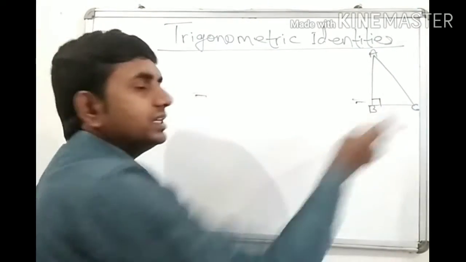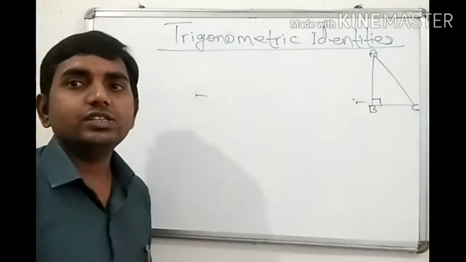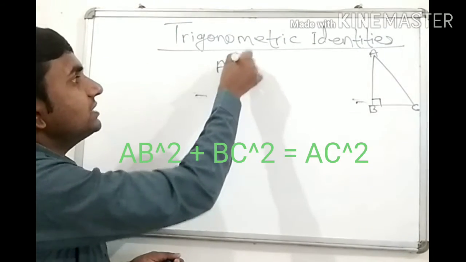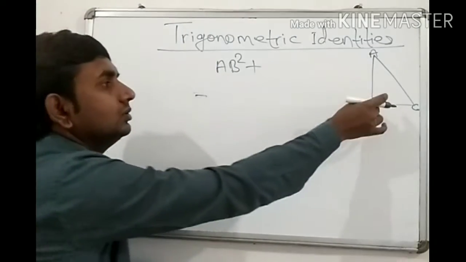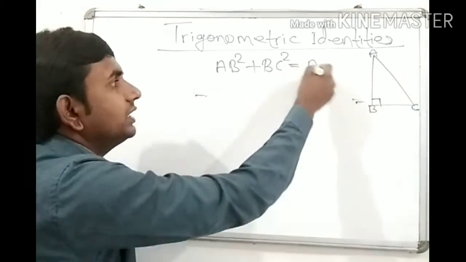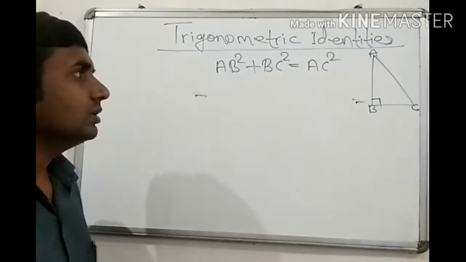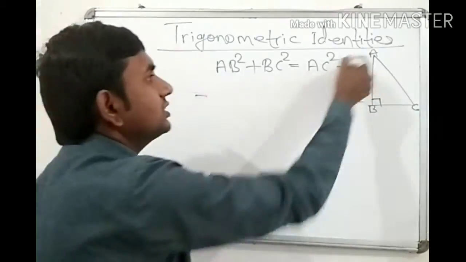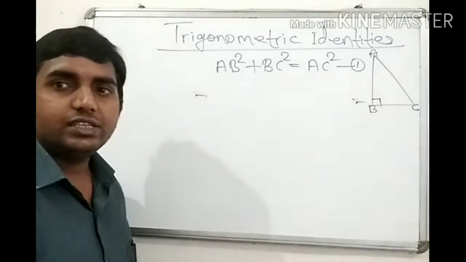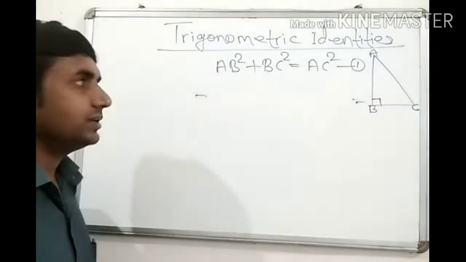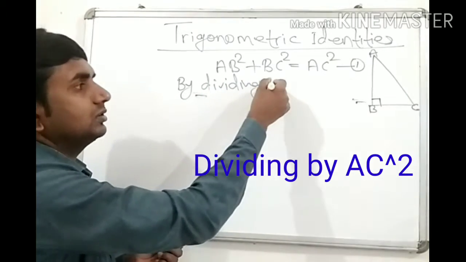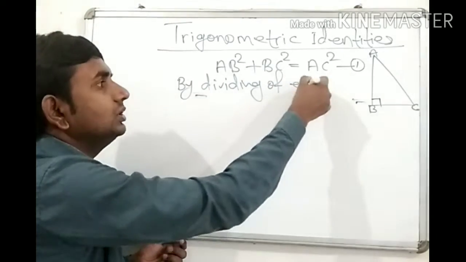AB square plus BC square is equal to AC square. Suppose we assume this is equation number one. Now, in the next step, we have to divide this equation by AC square.